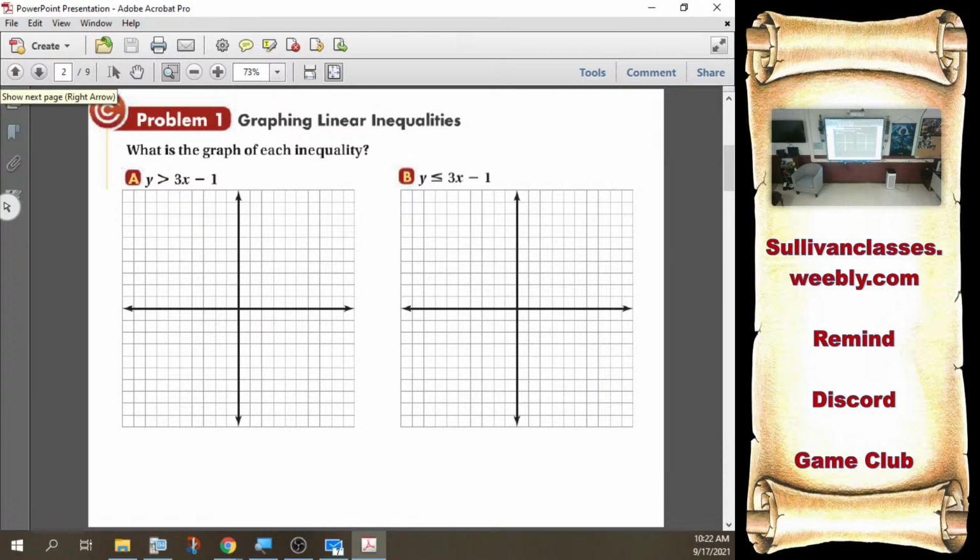Graph the lines. Is it solid or dotted? Which way do I shade? This is all the way back to algebra half. It's just been a while. Okay, we're just going to get some quick practice in with this. The only thing that's really new today is doing it with absolute values.